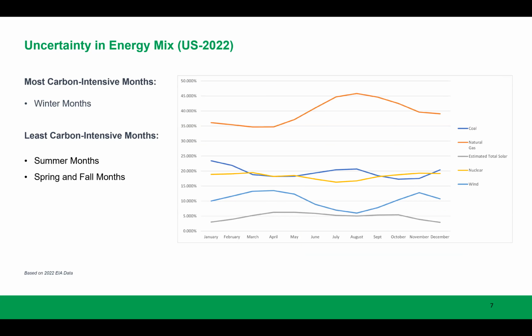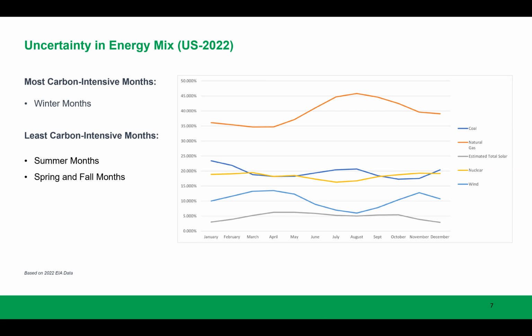Next, we will see the uncertainty in the electric energy mix. Environmental impact of BEV depends on electricity mix. As we discussed here, the graph shows how the percentage of resource usage changes in the electricity mix. This graph is based on 2022 data, and here you can compare coal, natural gas, solar, nuclear, and wind energy percentage and how it changes over the year, each and every month.